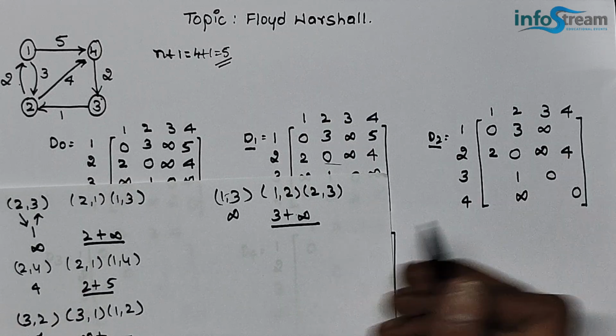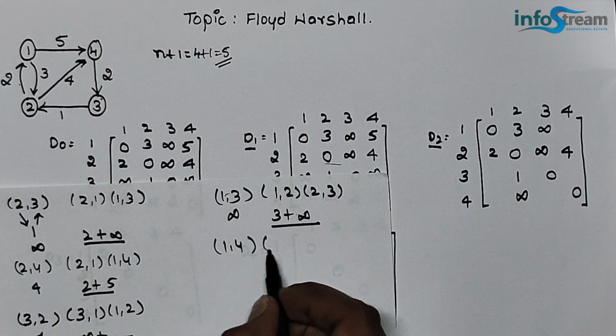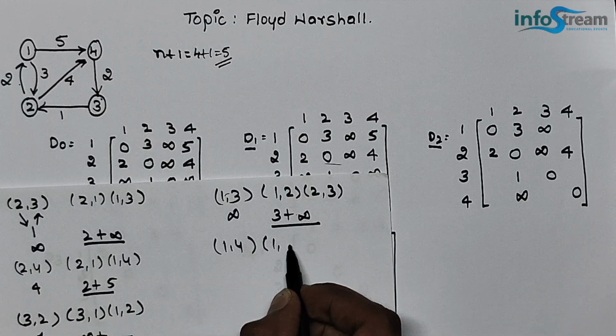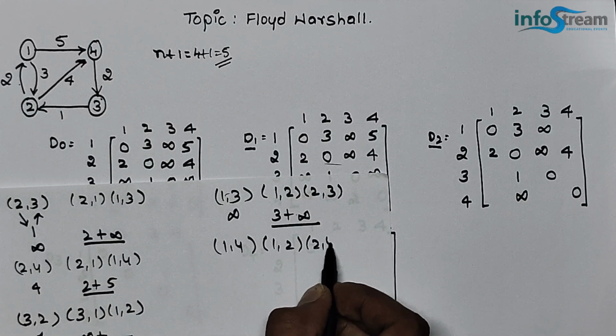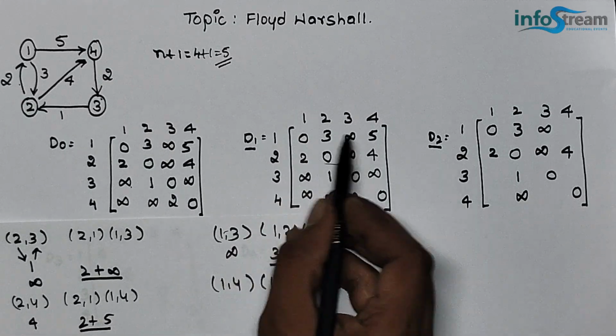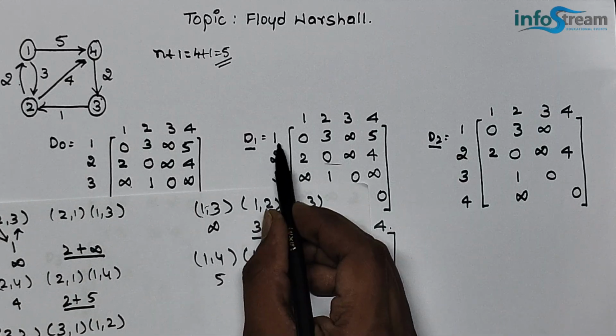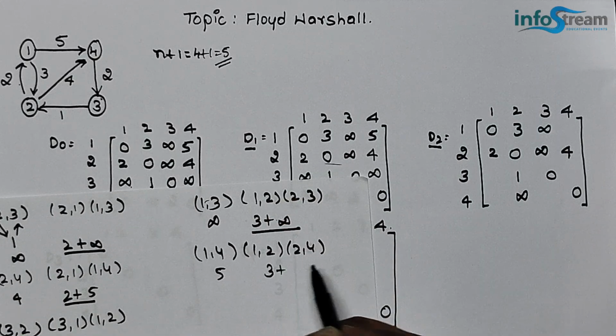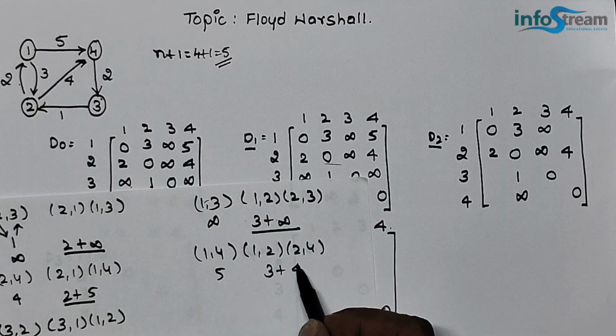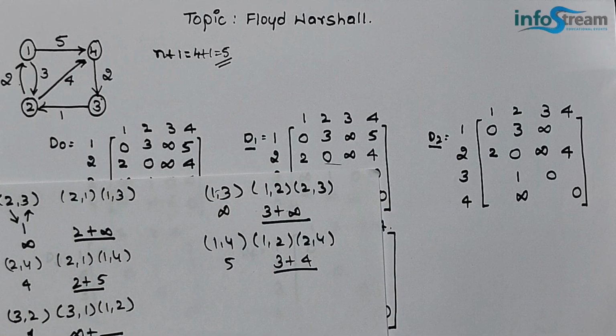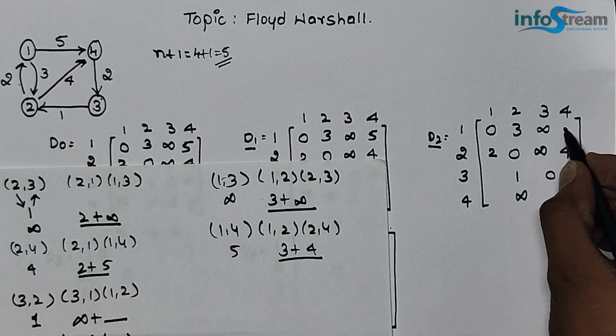Now let's find the value of 1 comma 4. So 1 comma 4 means from 1 I will come to 2, from 2 I will go to 4. The value of 1 comma 4 is 5. The value of 1 comma 2 is 3. The value of 2 comma 4 is 4. So 4 plus 3 will be 7. Among 7 and 5, which is the smaller one? 5 is the smaller one. So write 5 here.